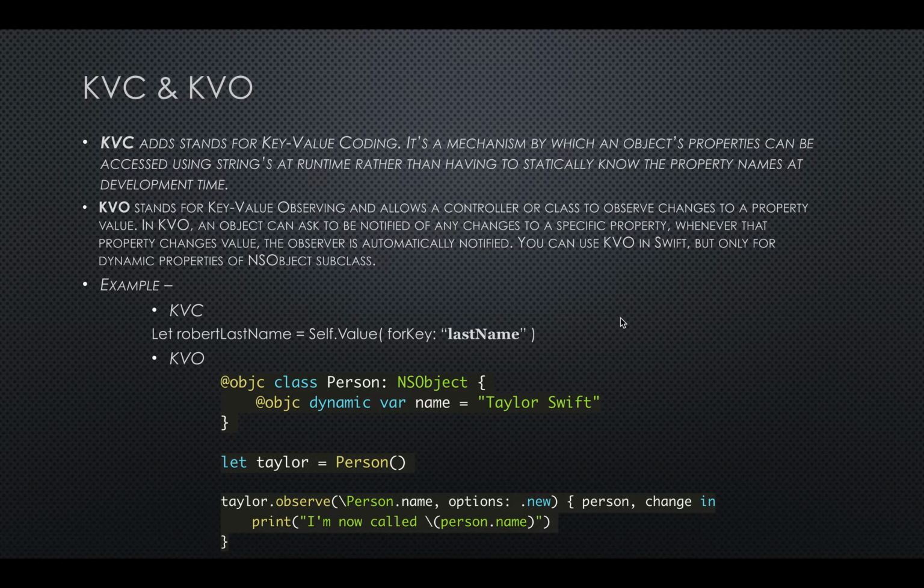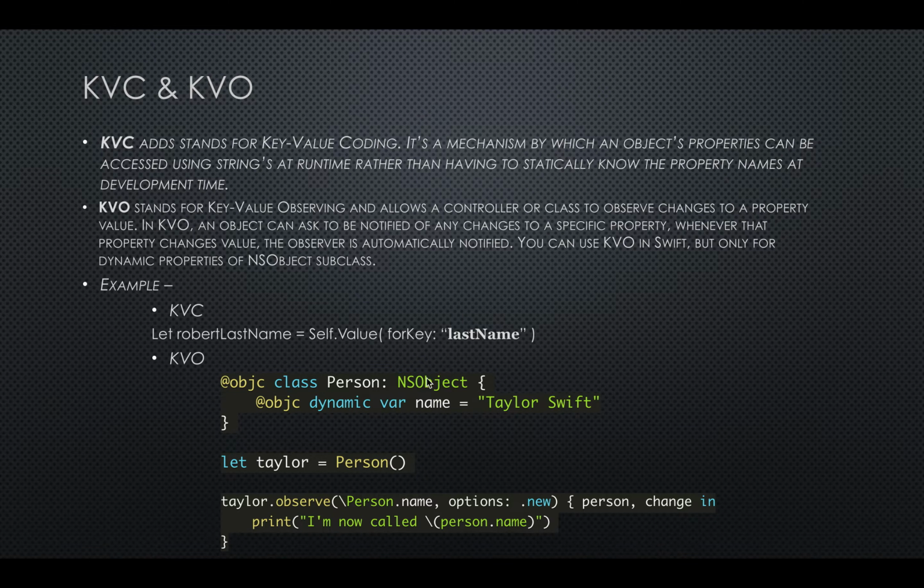So basically you can observe any changes to a property and get notified if any changes happen to it. You can use KVO only for dynamic properties, which are in subclasses of NSObject. So over here I have written @objc, Objective-C. It means that this is a dynamic class.